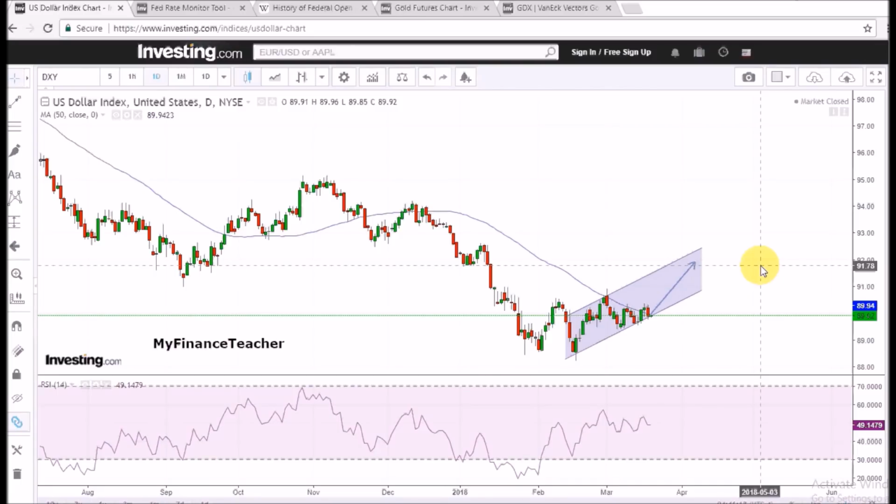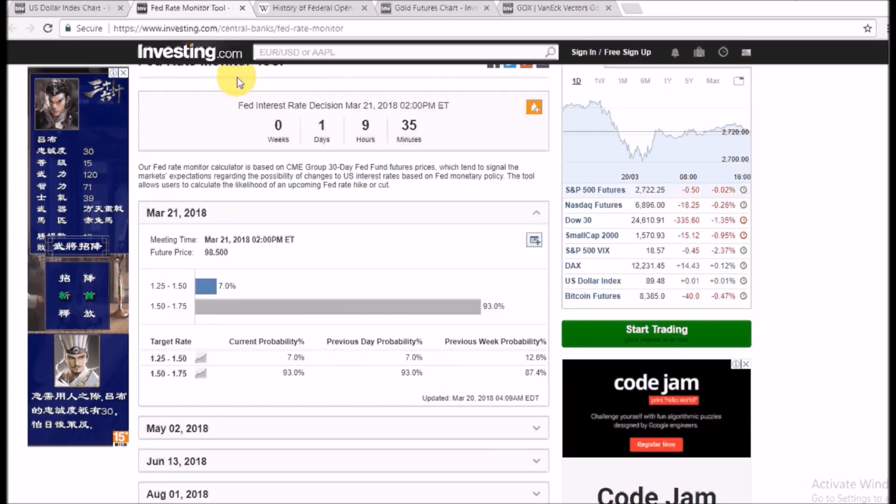So tomorrow, with the Fed rate hike most likely taking place, that might help the US dollar finally break above and close above the 50-day moving average. We'll have a look at that. The Fed rate hike is very likely. The futures market gives it a 93% chance.